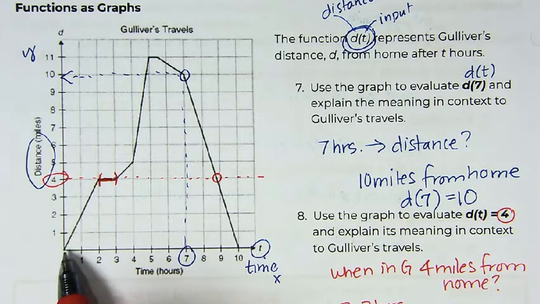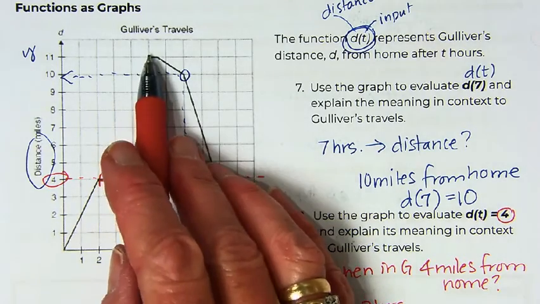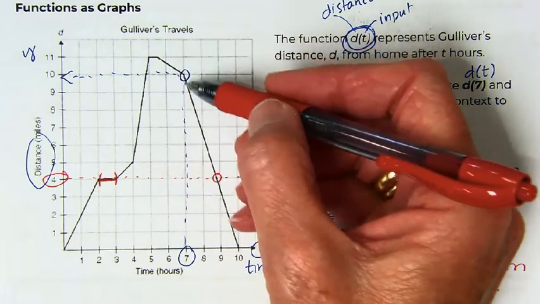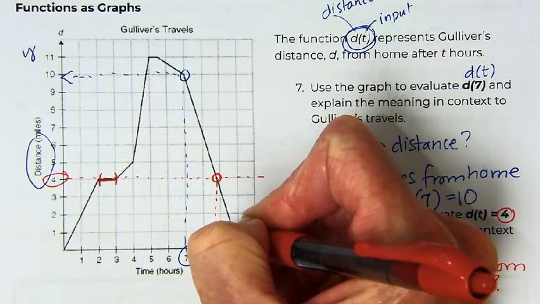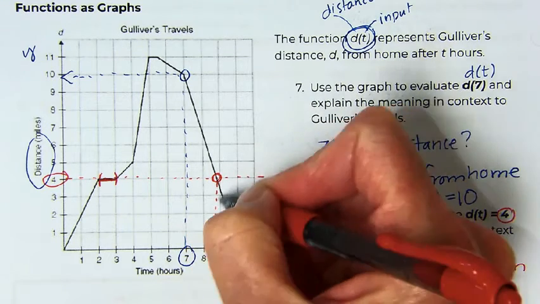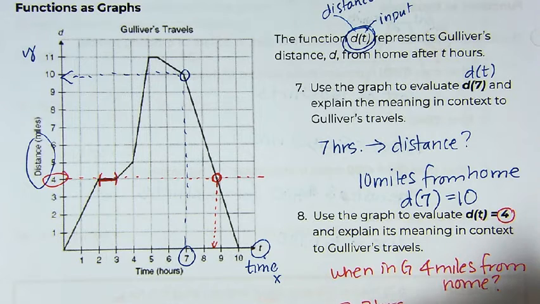And that is on his way away from home. His distance got further and further and further, but then it looks like he was coming back, and his distance was also 4 miles from home. Okay, my line just went a little crooked. I'm going to say at about the 8.9 hour mark he was also 4 miles from home.